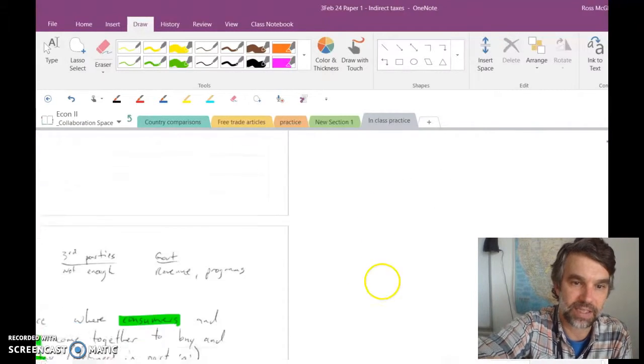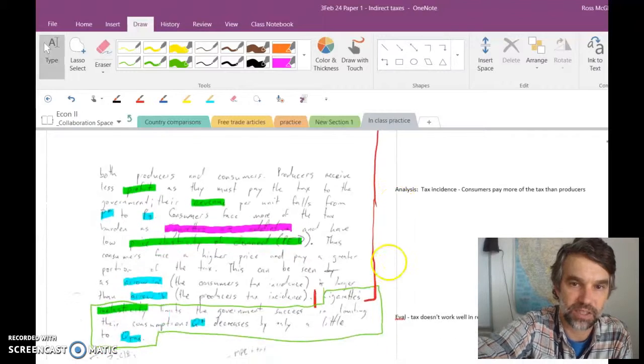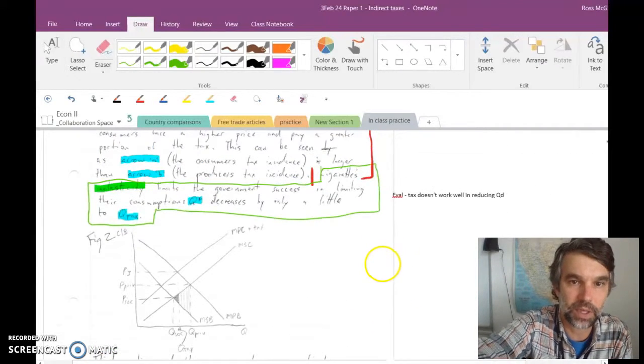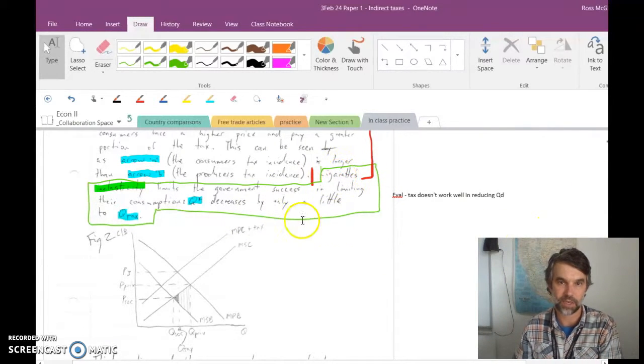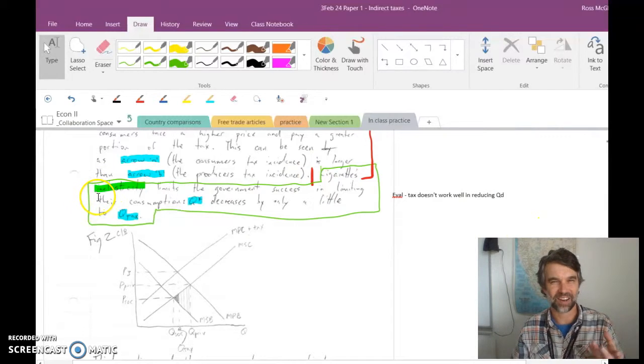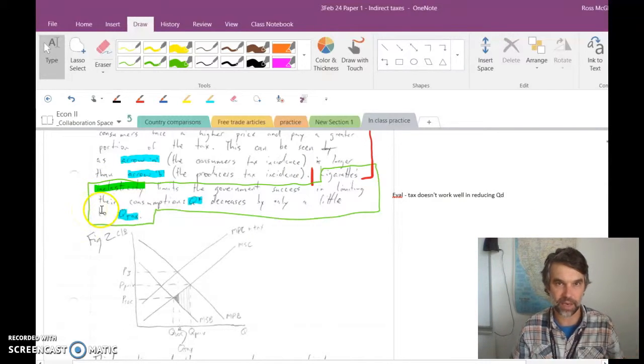I won't go through the exact same thing for paper 1B. It's much the same. The only other thing I do for paper 1B is that I do highlight, and I'm putting boxes around them, just like what you see in green here, the points that are kind of evaluation points. They're more important conclusions. They go beyond simple analysis.